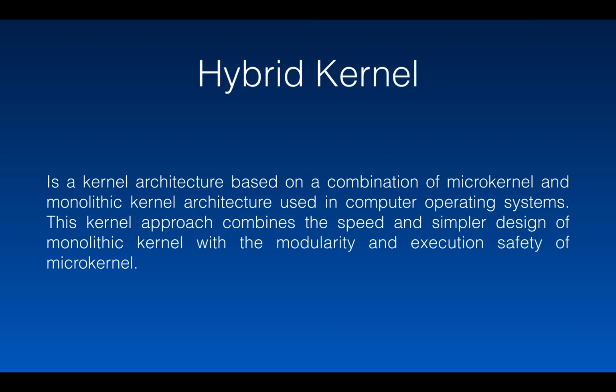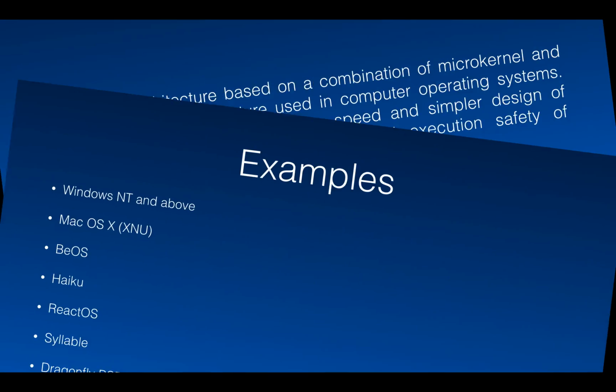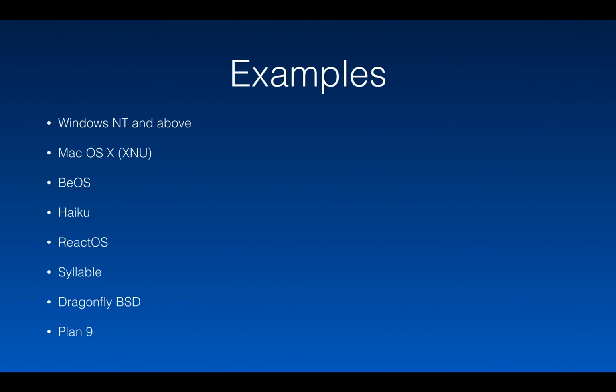The hybrid kernel is a kernel architecture based on a combination of microkernel and monolithic kernel architecture used in a computer operating system. This kernel approach combines the speed and simpler design of a monolithic kernel with the modularity and execution safety of a microkernel. These are some examples of hybrid kernel.